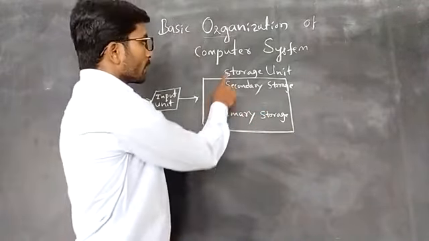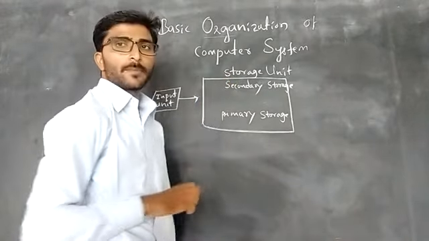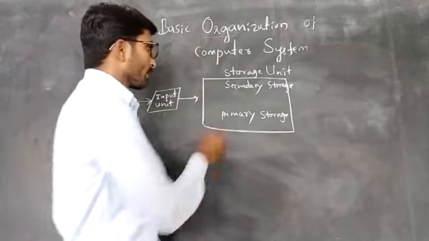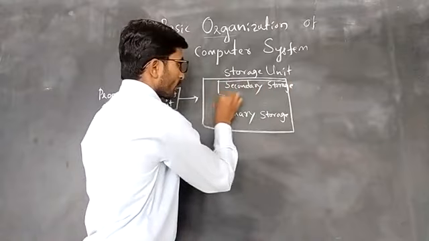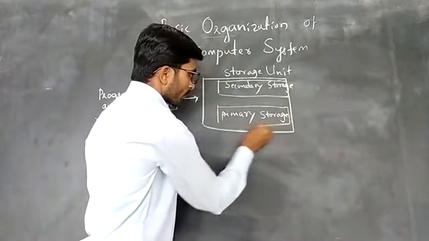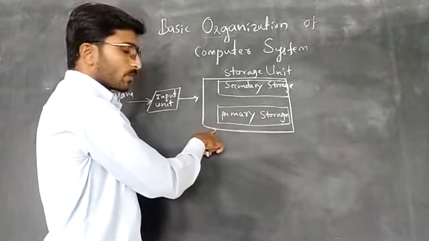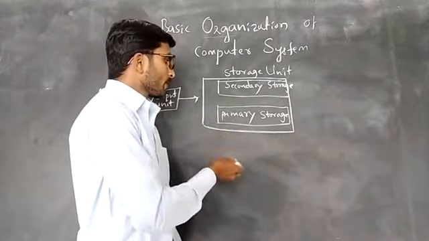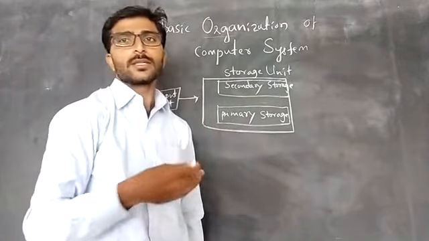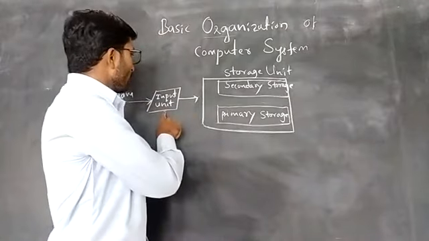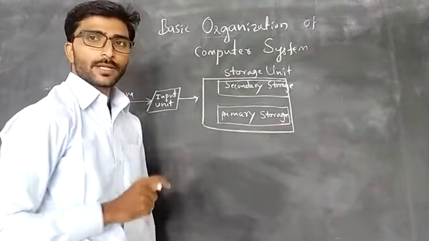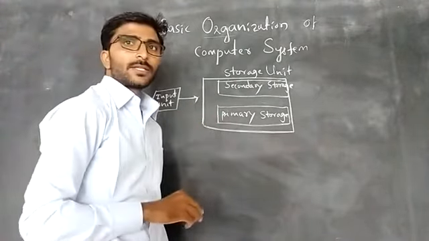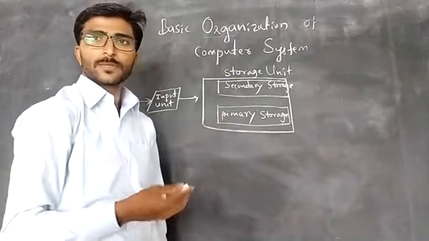See now, the storage unit contains two memory parts. One is the secondary storage, another one is primary storage. So again it is a block. This storage unit contains two storages, that is secondary storage and primary storage. What the secondary storage and primary storage are, we will discuss later. So after the input unit there is a storage unit, it can store the data. I will tell you the function of these later, don't worry.